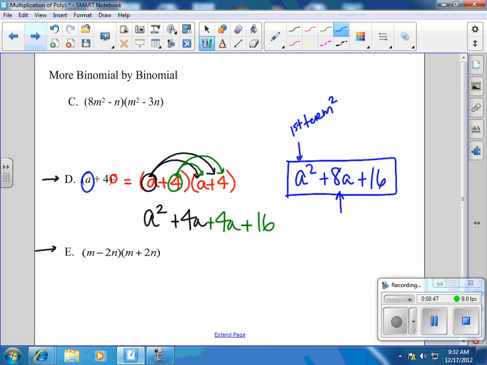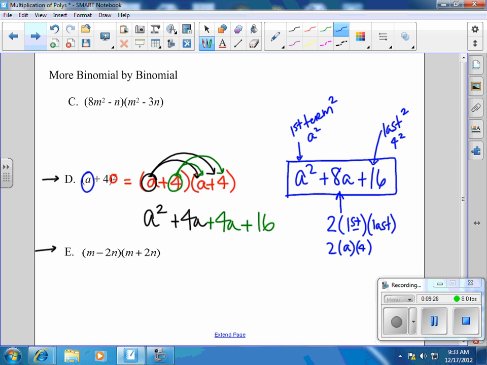This is always 2 times your first term times your last term. So in this case, it was 2 times a times 4, or 8a. And this is always your last term squared every single time. So our last term was 4 squared. And it's not really necessary to memorize this pattern because you can always multiply it out and see what you get. But it's something to notice for when we start to divide, which is really factoring.